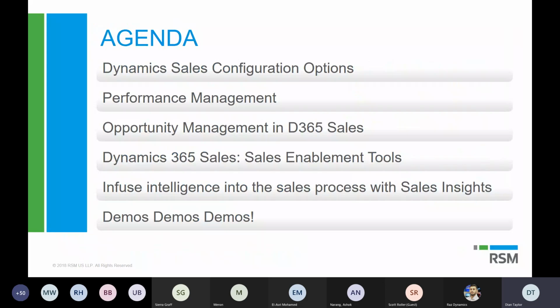So all right, I have a little bit of an agenda here. I have the Dynamics configuration options that we're going to be talking about. Like I said, that's really the gist of the whole thing. I want to talk about what is available and how we can actually enable some of these features. Then I'll talk about performance management and opportunity management in Dynamics 365 Sales. I'll also talk a little bit about the sales enablement tools, as I like to call them, and how these sales organizations can use these tools to enable their sales reps.